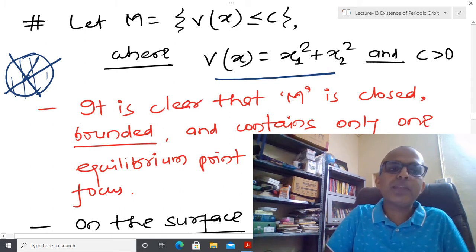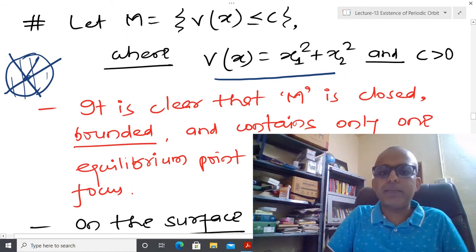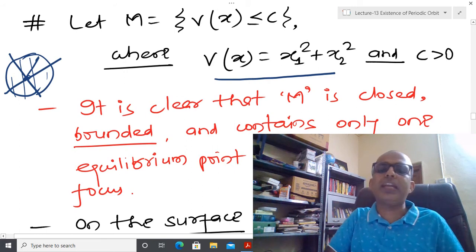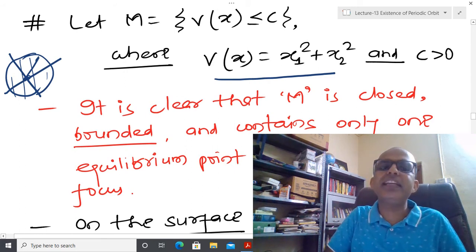So that is also the statement of the Poincaré-Bendixson theorem. So that is quite okay for analyzing the periodic orbit.